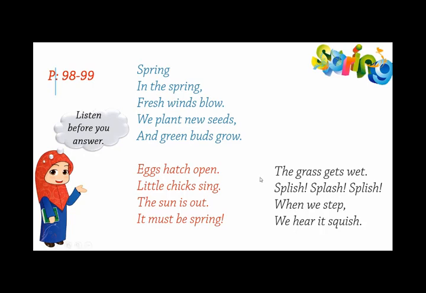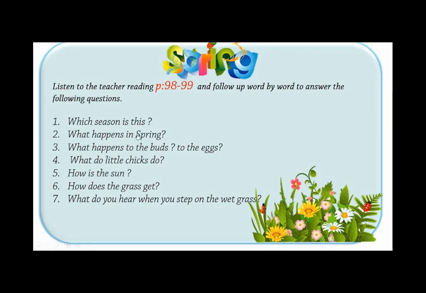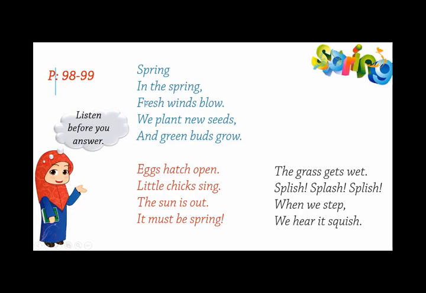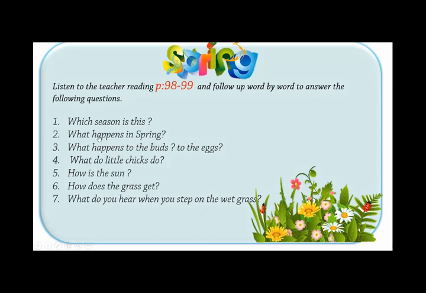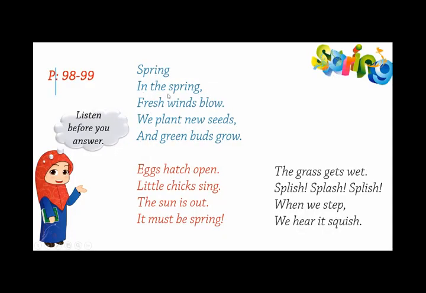So now we finished reading the selection for 3 times and we need to answer the questions. You all prepared the answers in your heads? Excellent. Let's check them with the teacher. Number 1 was, which season is this? It is spring. Great. 2. What happens in spring? In the spring, fresh winds blow. We plant new seeds. That's great.